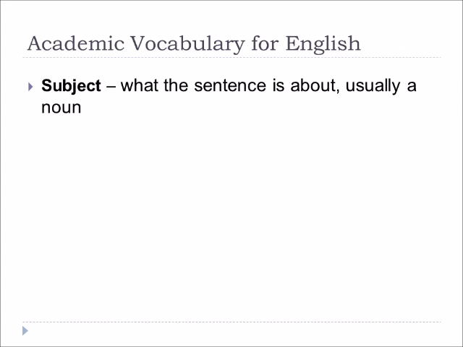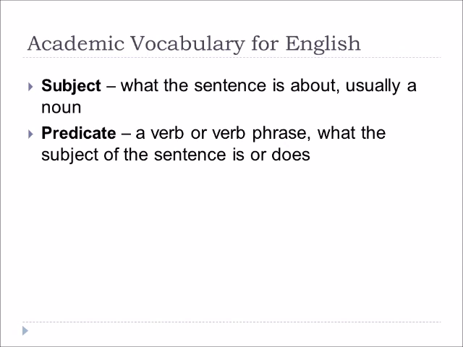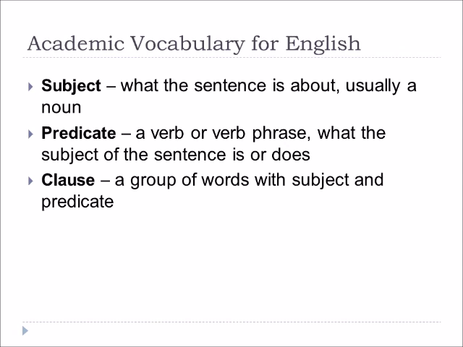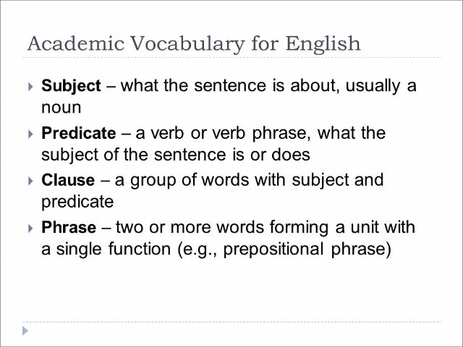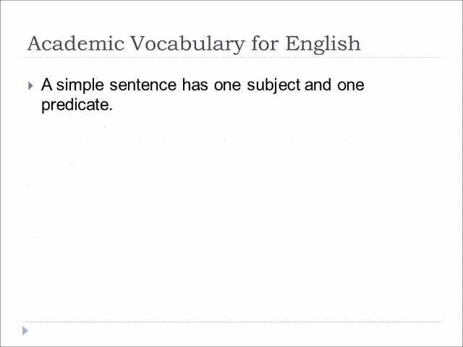A subject is what the sentence is about, usually a noun. Predicate is a verb or verb phrase, what the subject of the sentence is or does. A clause is a group of words that contains a subject and a predicate. And a phrase is 2 or more words that form a unit. They serve a purpose, a function within a sentence, but they do not include a subject or a predicate.